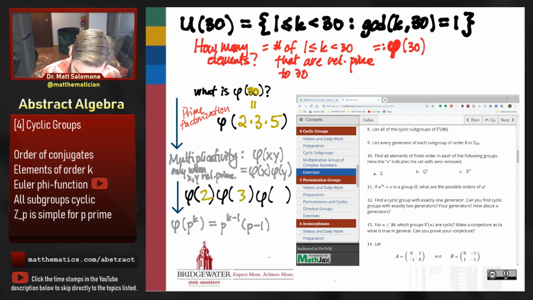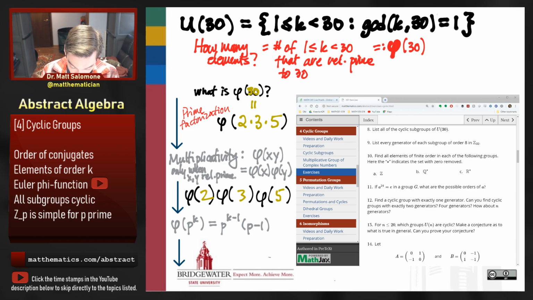Phi of 2, phi of 3, phi of 5. Right? So that's what the multiplicativity property does for us. And the key to using it is finding the prime power factorization of our number first. Now we can use this formula that says that the Euler phi function of any prime power is just one fewer power of that same prime times one less. So one less power times one less than the prime. One way to think about that.